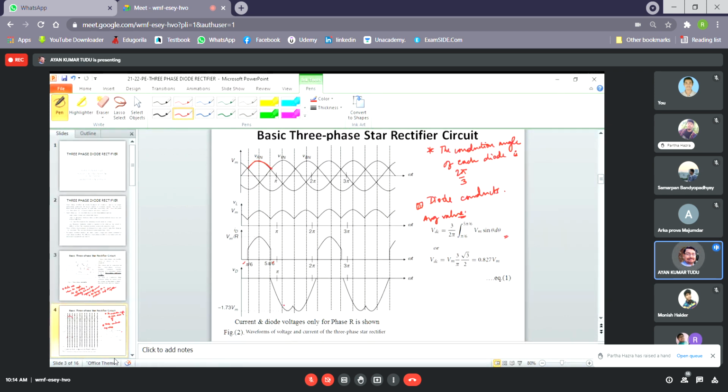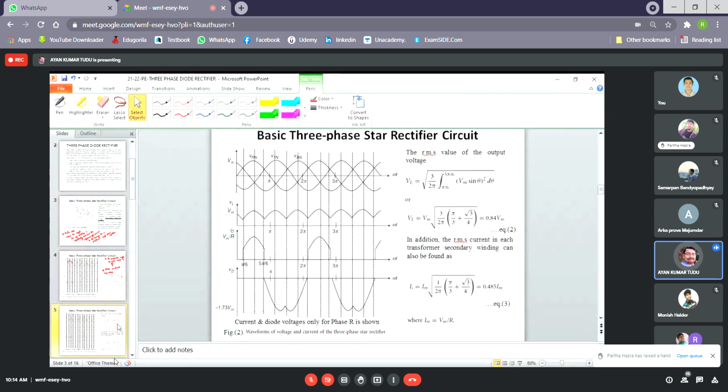Then what about our RMS value? We have to find out the RMS value also. The RMS value of output voltage will be VL, which is equal to root over of 3 by 2 pi integral of pi by 6 to 5 pi by 6 of Vm sin theta whole square d theta. Solving which we get 0.84 Vm. Let this be equation number 2.